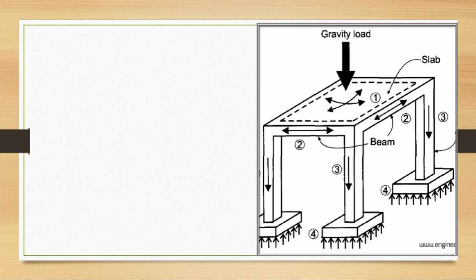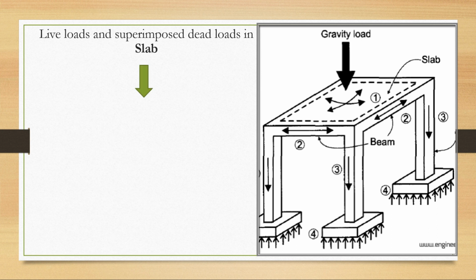This is a simple sketch which shows the components of the framed structure, for example floor slabs, beams, columns and the foundations. Live loads and superimposed dead loads act on the slab, which in turn transfers to the beams, and it transfers to the columns, and finally it transfers to the foundations.